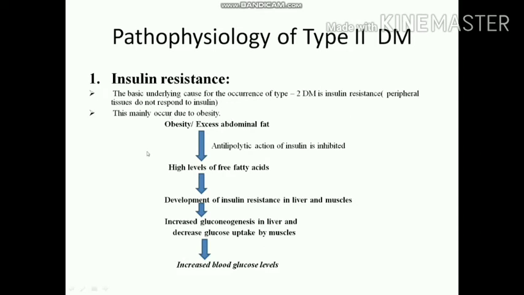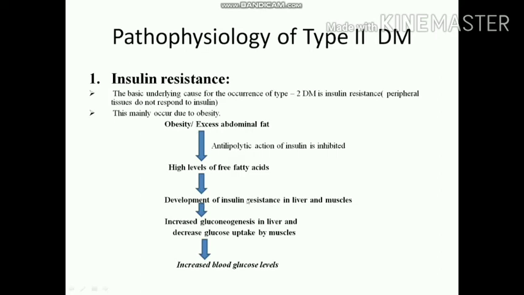What happened in this flowchart, I will show you. First, obesity or excess abnormal fat occurs, and then due to this the anti-lipolytic action of insulin is inhibited. Due to this, a high level of free fatty acid occurs, and then that leads to development of insulin resistance in the liver and muscle.